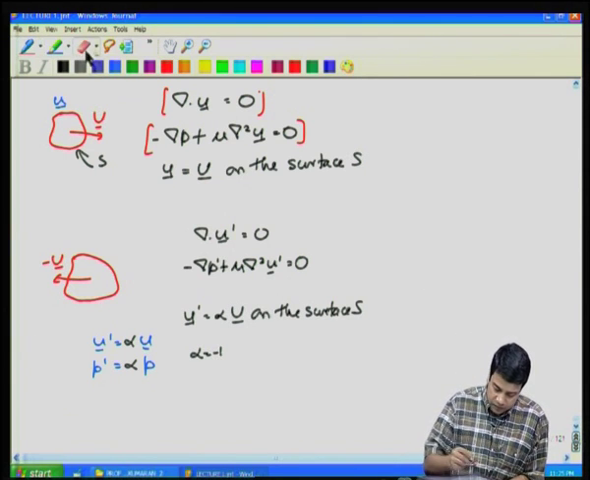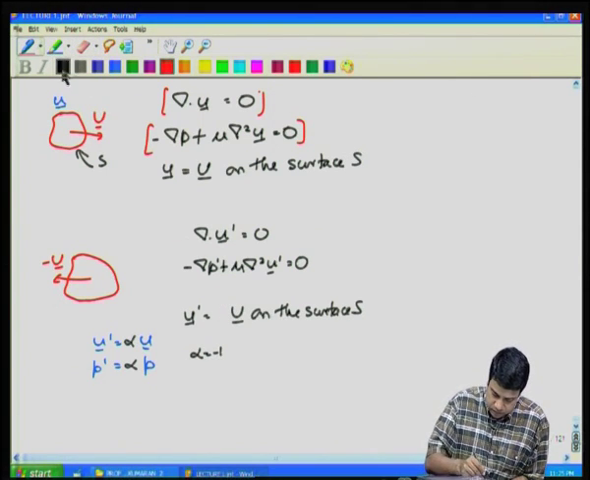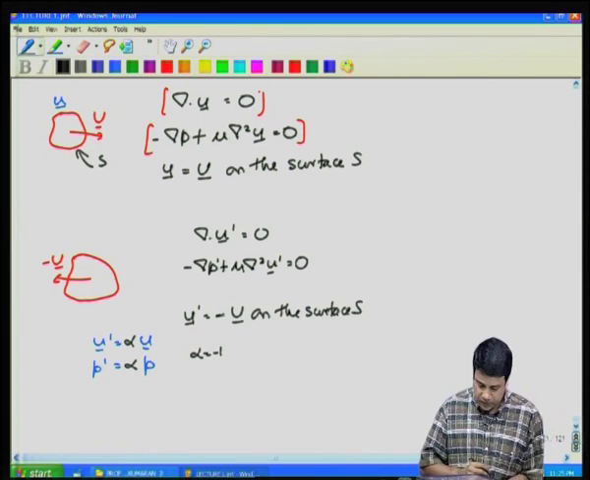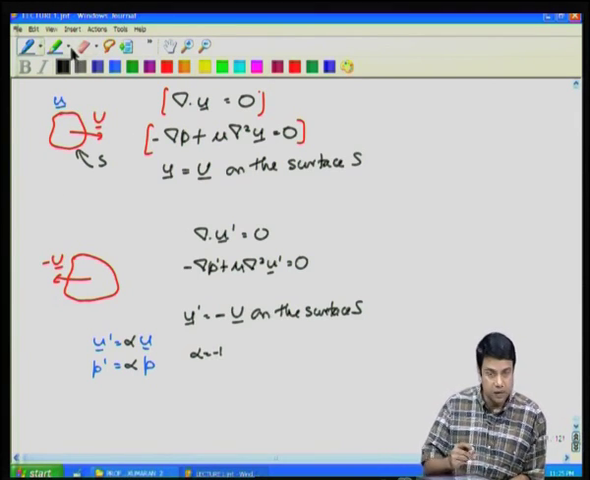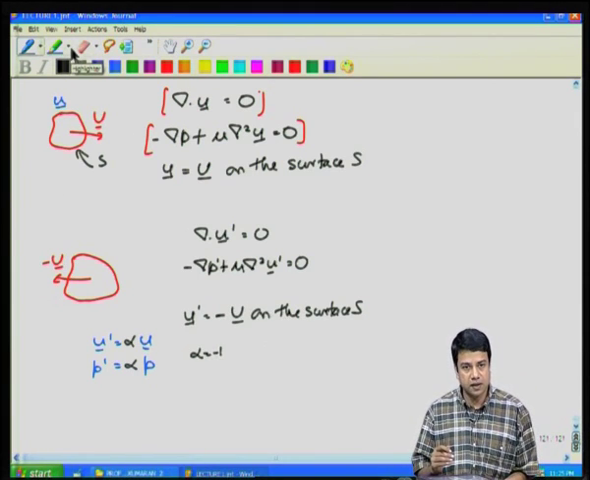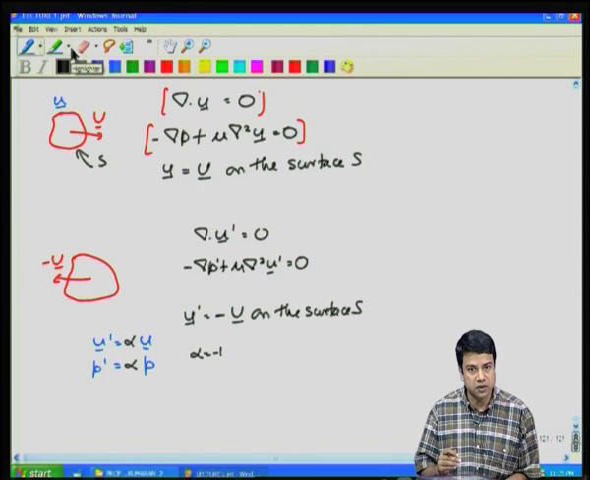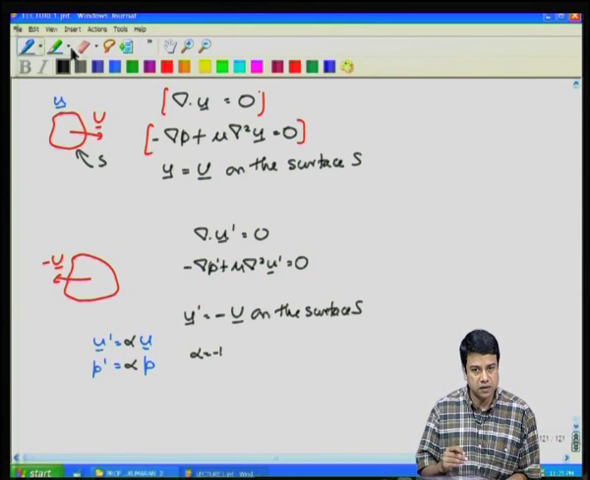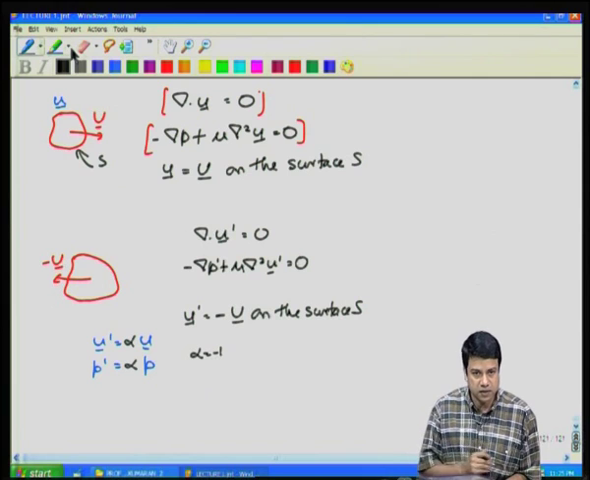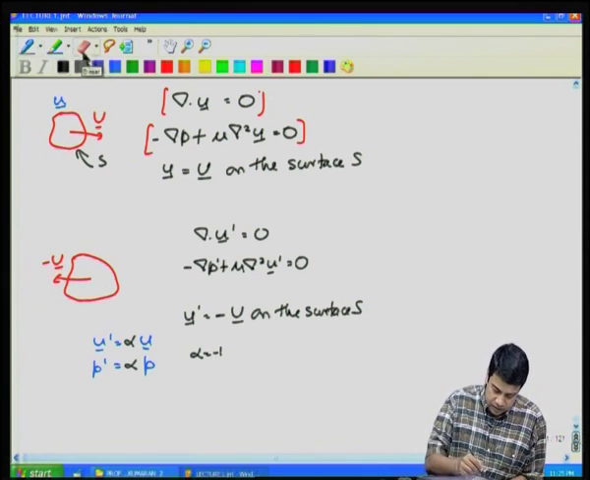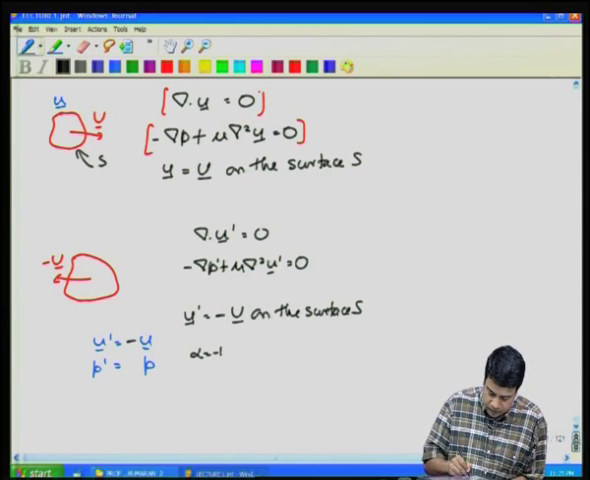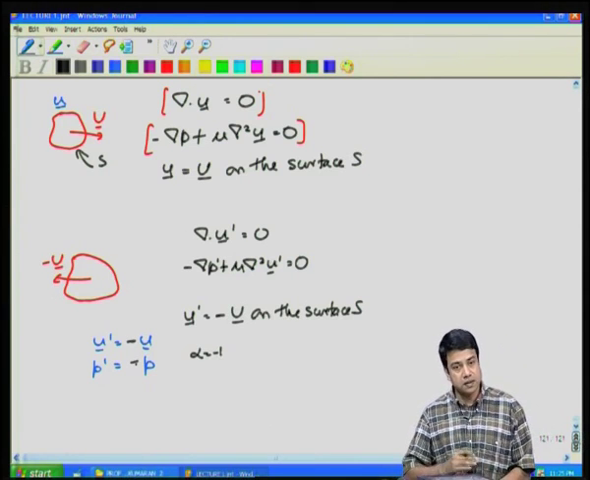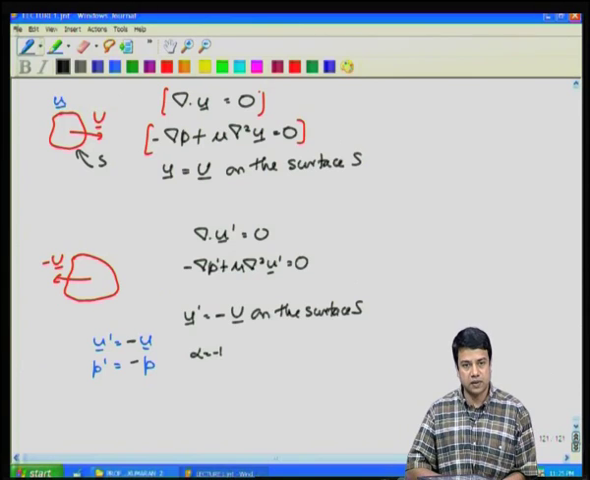So, therefore, I have u prime is equal to minus u. And the equations are identically satisfied provided both the velocity and the pressure are exactly reversed at all locations. So, in this case both the velocity and pressure are reversed at all locations. So, this is a valid solution of the equations.